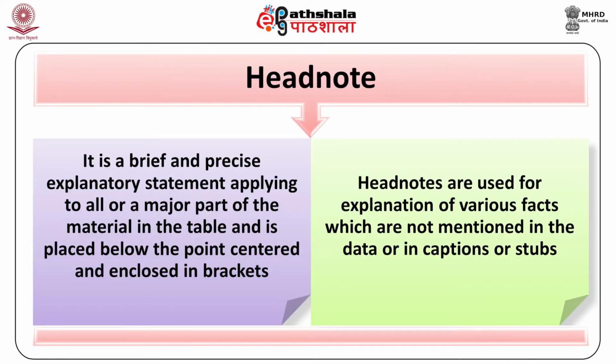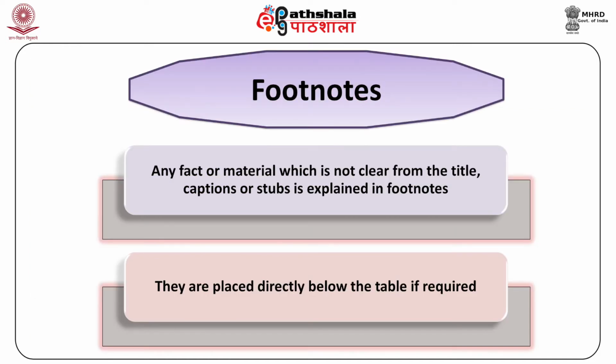It is a brief and precise explanatory statement applying to all or a major part of the material in the table, and ideally it should be placed below the point centered and enclosed in brackets. Headnotes are used for explanation of various facts which are not mentioned in the data or in captions or in stubs. Footnote: any fact or material which is not clear from the title, captions or stubs is explained in footnotes. These are generally placed directly below the table if required.